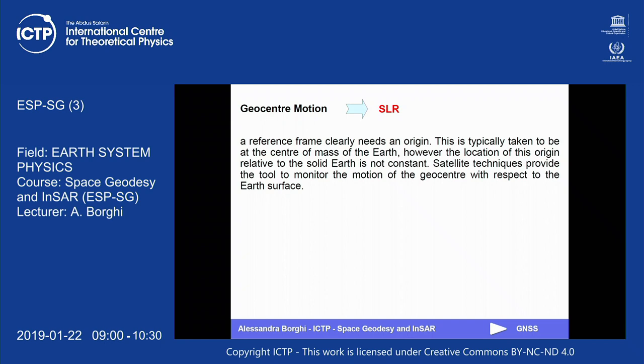So to define the origin of our reference frame, we use satellite laser ranging, the SLR technique. The center of motion, the center of the Earth, is not fixed. We have to well define this position. And one of the techniques used is satellite laser ranging. Because if you remember, the technique measures just the distance between the satellite and the Earth, using well-defined antennas fixed on the Earth. So it's more stable in the definition of these differences.